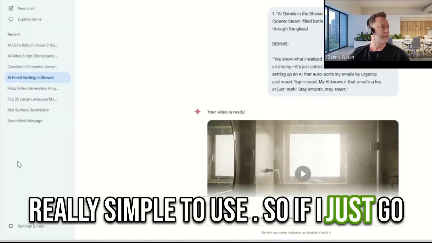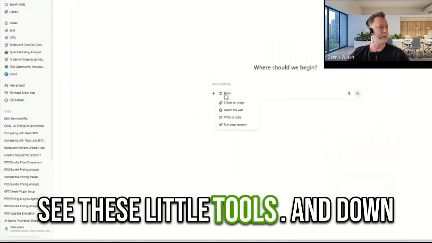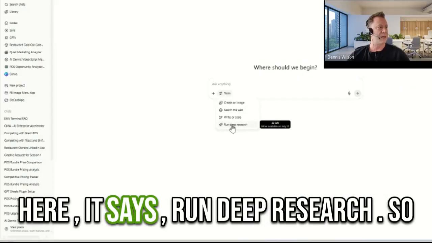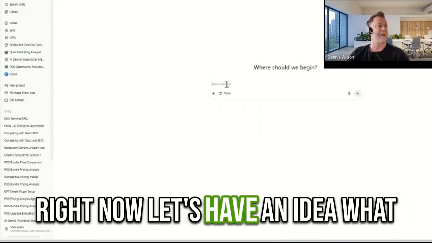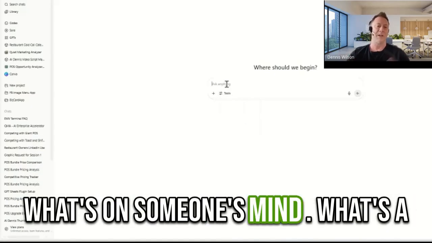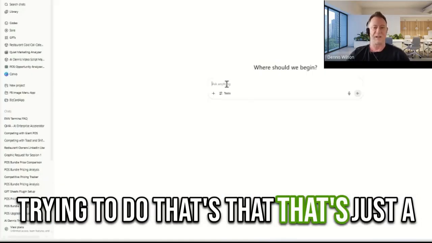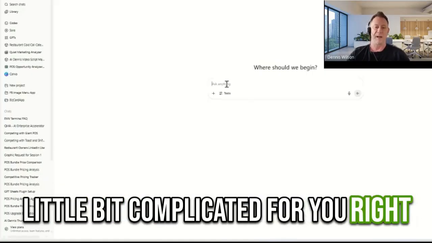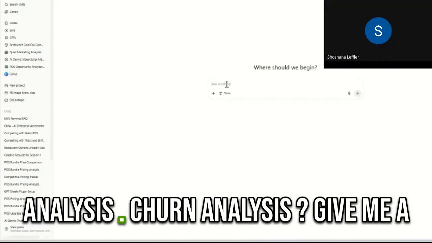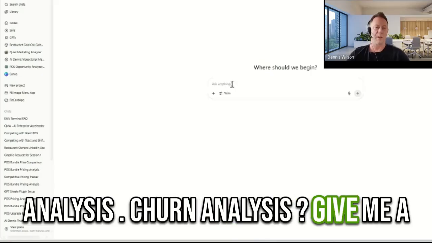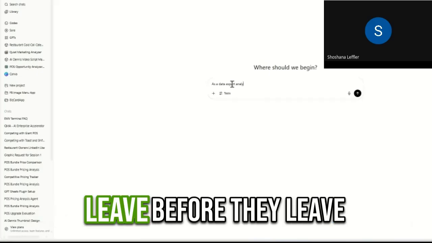So if I just go over to my chat, and then here you'll see this little tools. And down here it says run deep research. So right now, let's have an idea. What's on someone's mind? What's a challenge or something that you're trying to do that's just a little bit complicated for you right now? Shout it out. Anybody? Churn analysis. Churn analysis? Give me a paragraph about what that is to you. Trying to predict which stores leave before they leave.